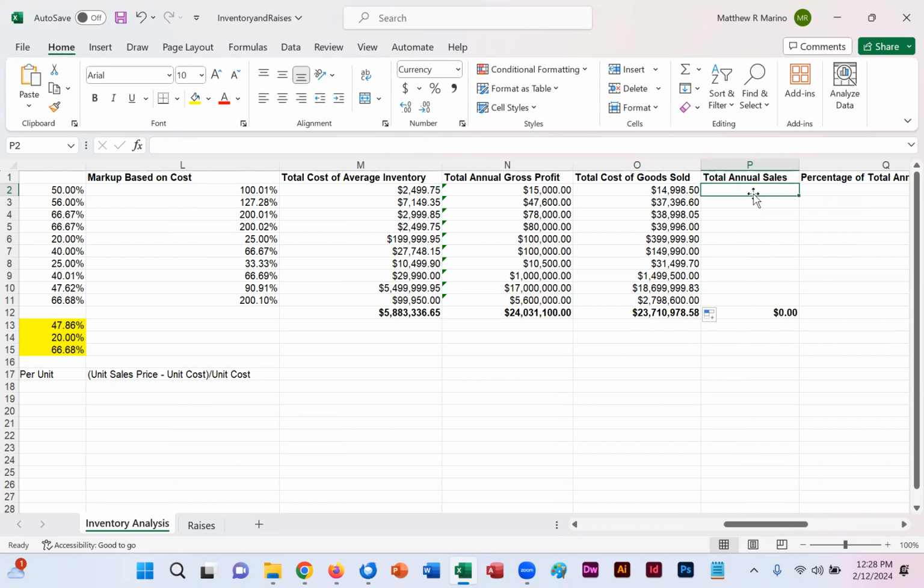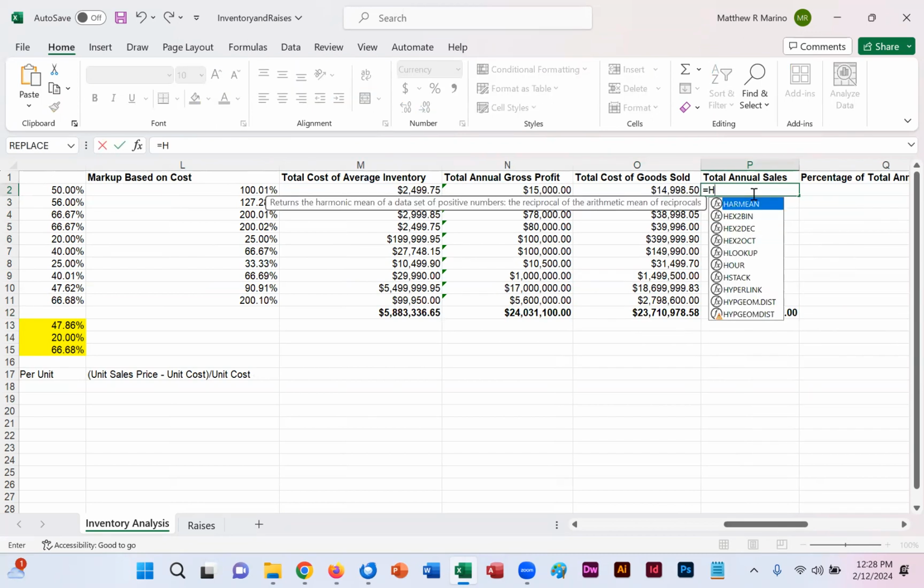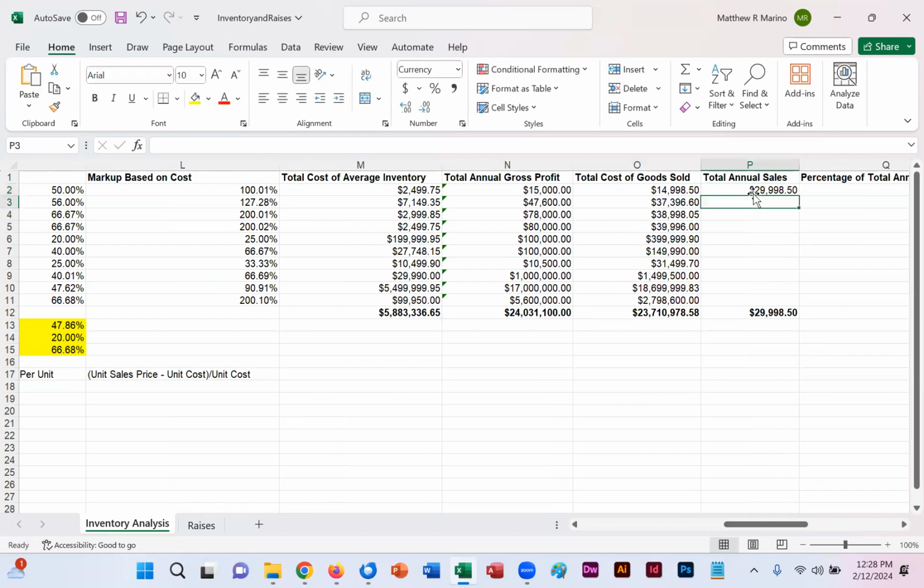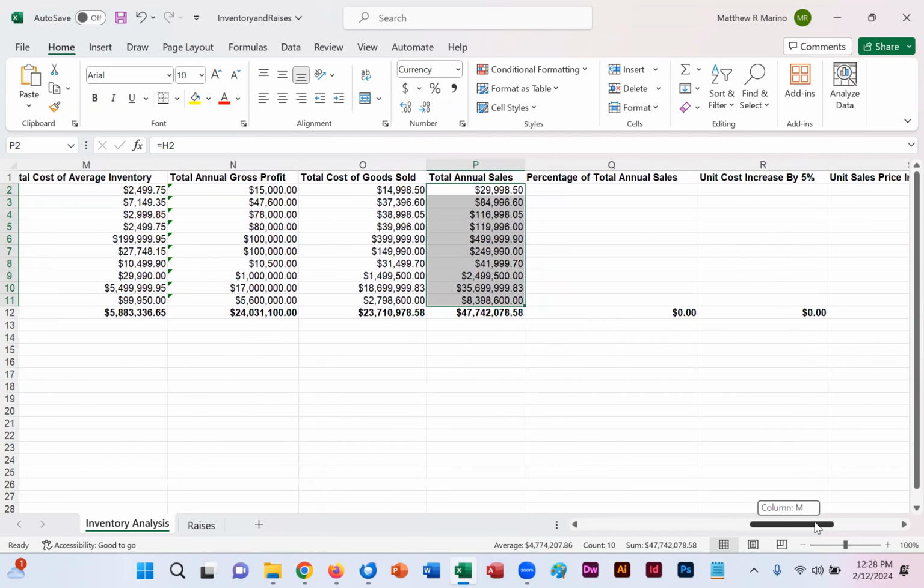Same thing with annual sales. That was in column H. So we do equals H2, click back in, and auto fill down. Now we have our total for all of them.